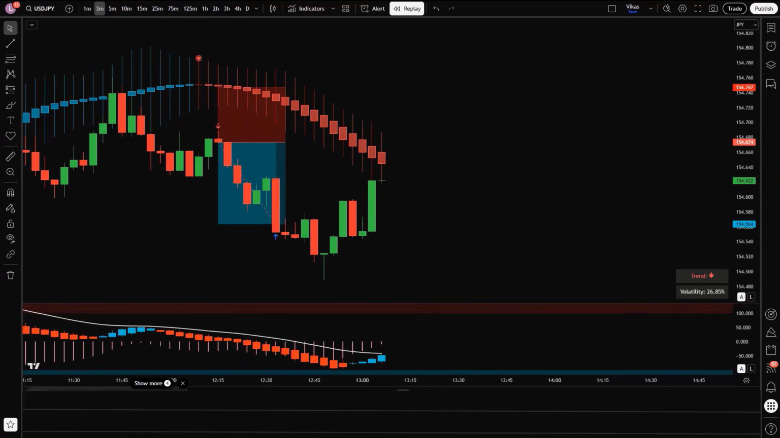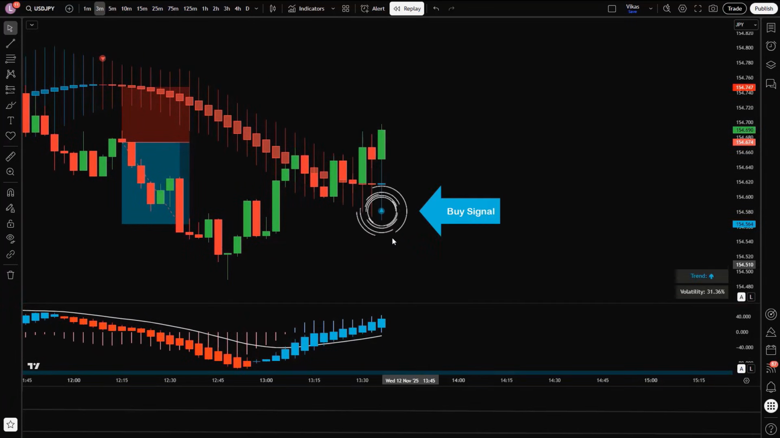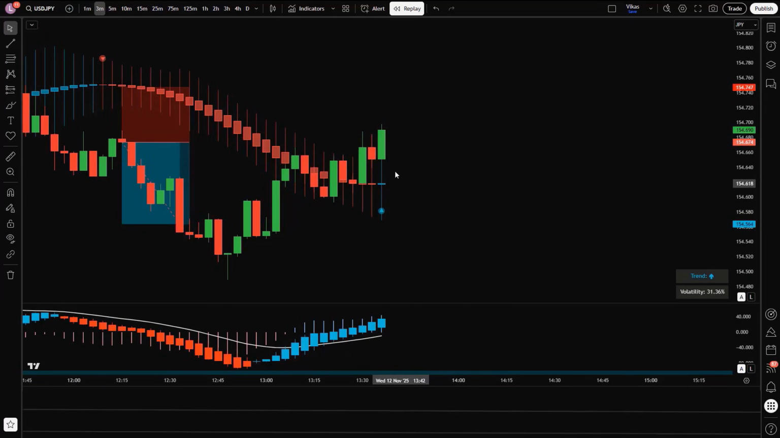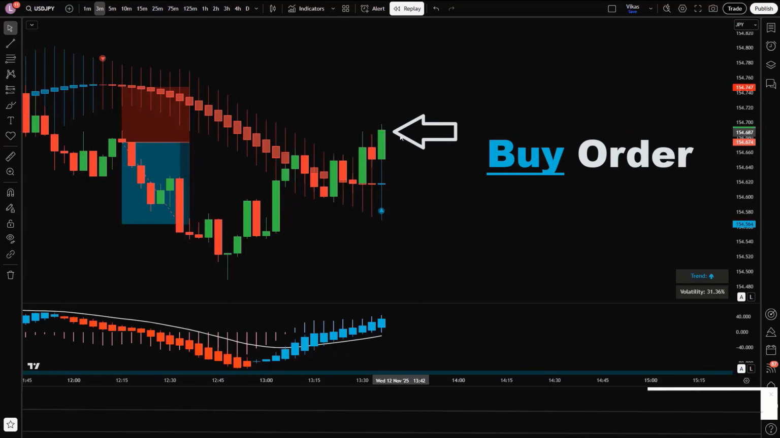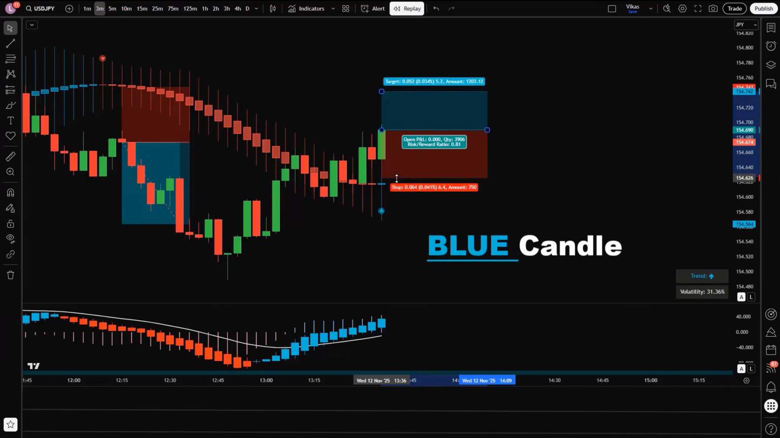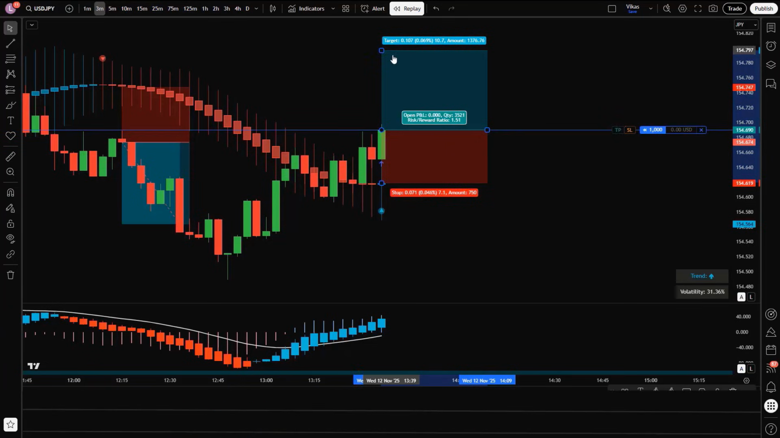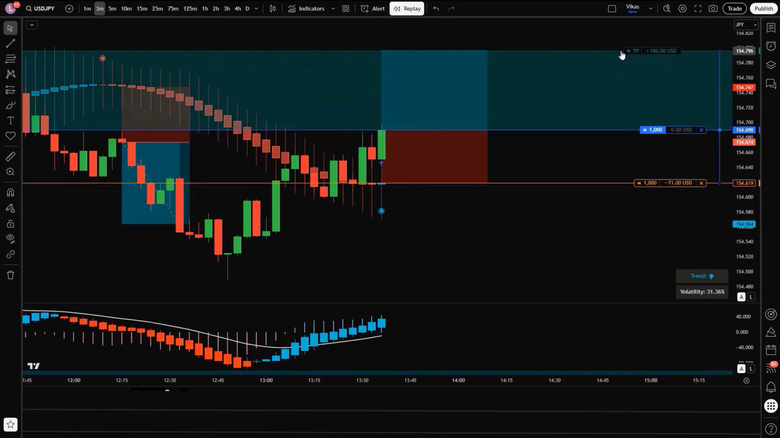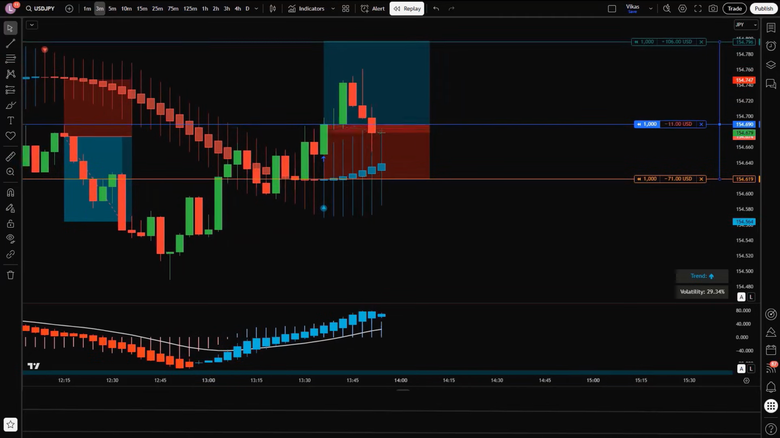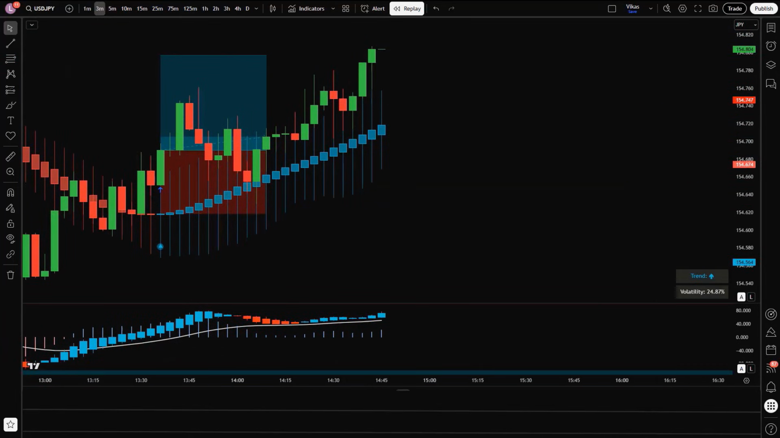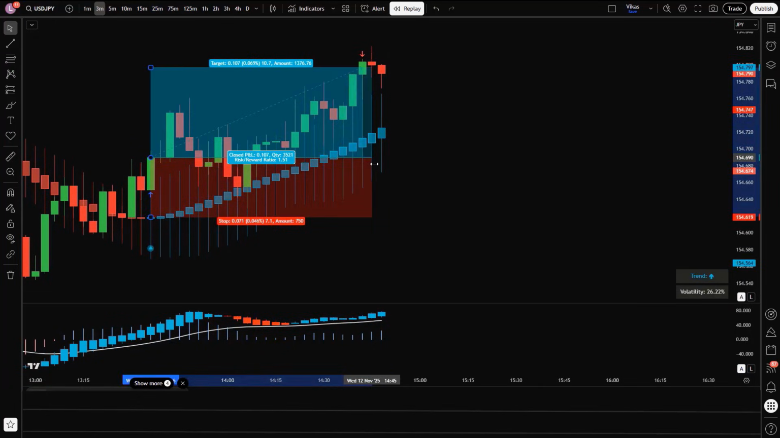Let us now understand the long position. When the Triangular Hull Moving Average indicator gives us a buy signal, the bullish blue candle of the Triangular Hull Moving Average should be above the white line. When the market forms a bullish candle, if this condition is fulfilled, then we will place a buy order. Our stop loss should be at the blue candle, and the risk to reward ratio will be 1:1.5. The market has completely hit the target. I hope you must have understood this trading strategy.